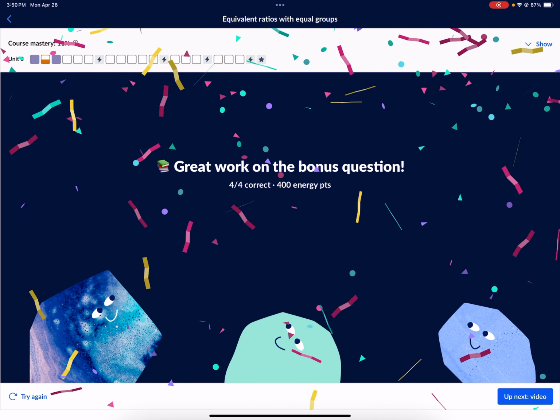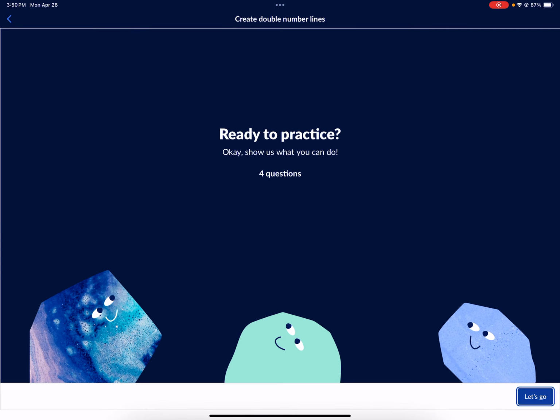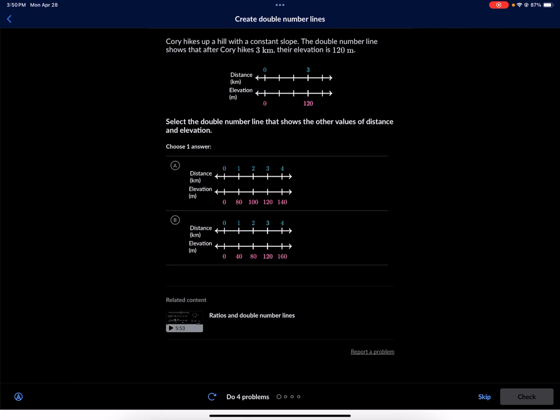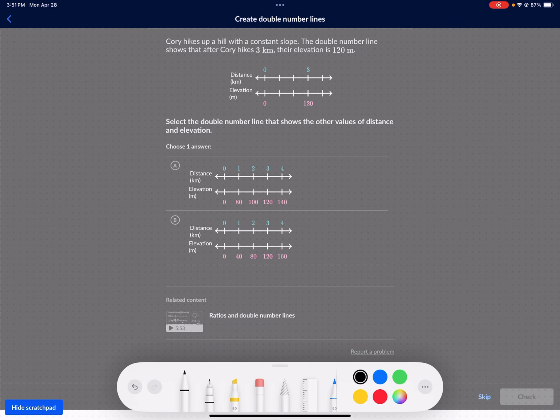Okay, so let's go ahead and move on. Create double number lines. Corey hikes up a hill with a constant slope. The double number line shows after Corey hikes 3 kilometers, their elevation is 120 meters. Select the double number line that shows the other values of distance and elevation. So, let's see what we have here. We're given that distance and elevation are proportional, which means that they're not the same, but they're similar. 3 over 120, because you can see that they're plotted on the same line.